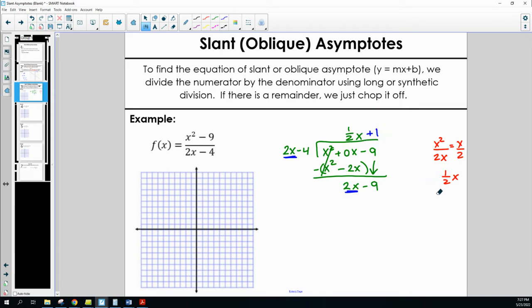Okay? If you want to also set it up like we did over here, you can just take what's on the bottom, which is 2x, and divide it by what's on the outside, which is 2x. Right? This will reduce to 1. That's where we get that 1 from.